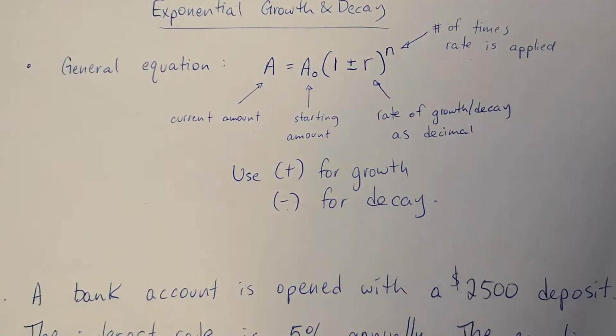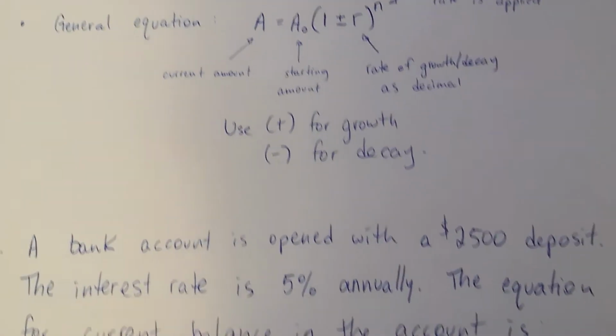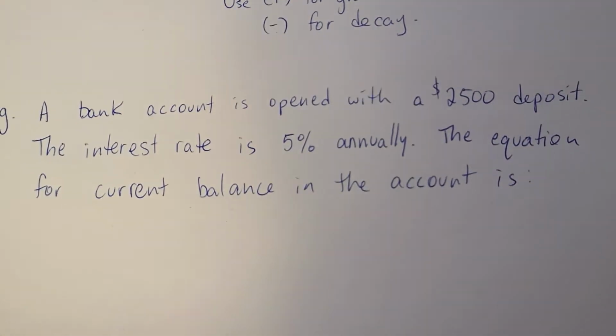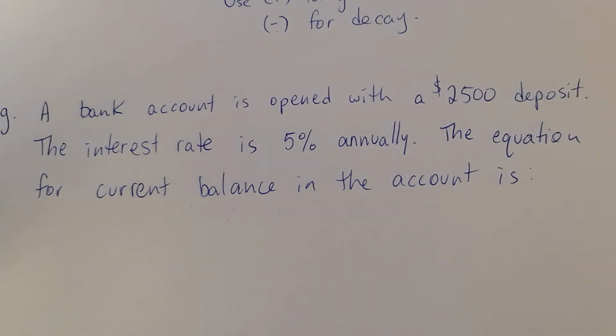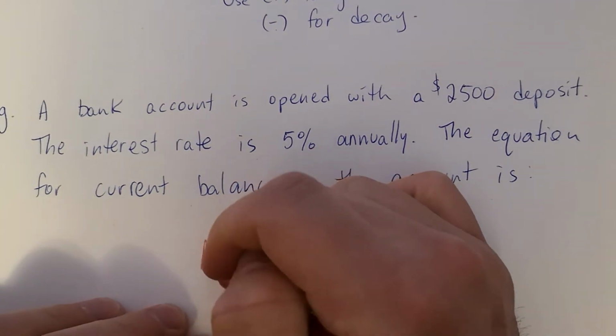All right, so we will do an example, and it's going to be a bank account. Okay, so it's opened with a $2,500 deposit. Interest rate is 5% annually. That means every year. And we're going to get an equation for the current balance. All right, so the current balance I'll call A.